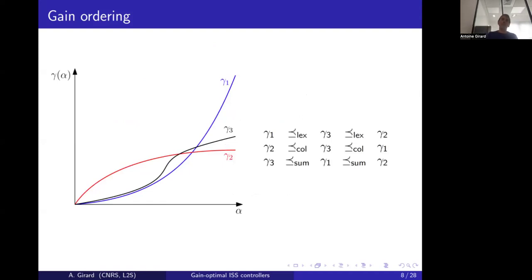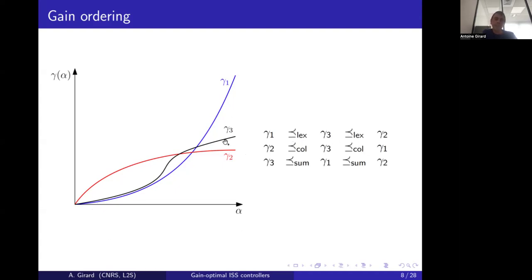So just to make it a bit more concrete, this is what we get for the three orders that I defined here. So here you have three examples of gain functions. And when you consider the lexicographic order, you start from the minimal disturbance, and you look at the lowest one. So in the lexicographic order, gamma 1 is the smallest one because at alpha it's the one that starts the lowest, right? And then it's gamma 3, and then it's gamma 2. So this is the ordering that you get for the lexicographic order.